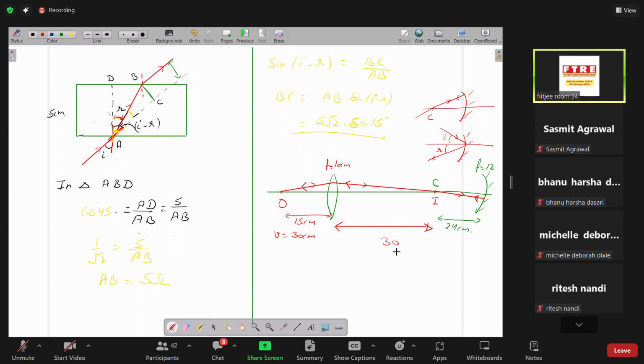30 plus 24 will be 54. So 54 is given in the option. Yes, 54. Option D will be the answer.